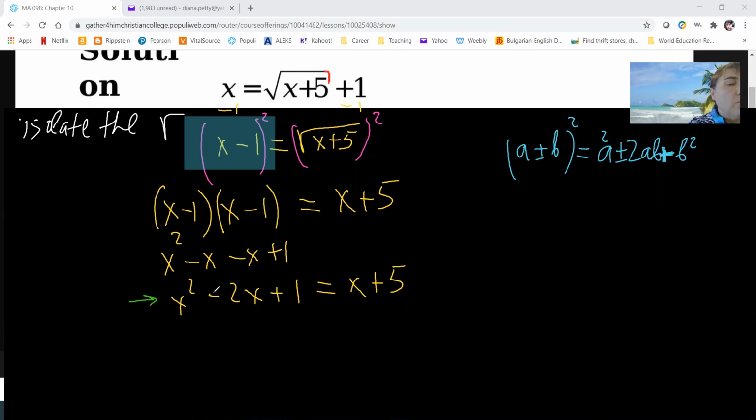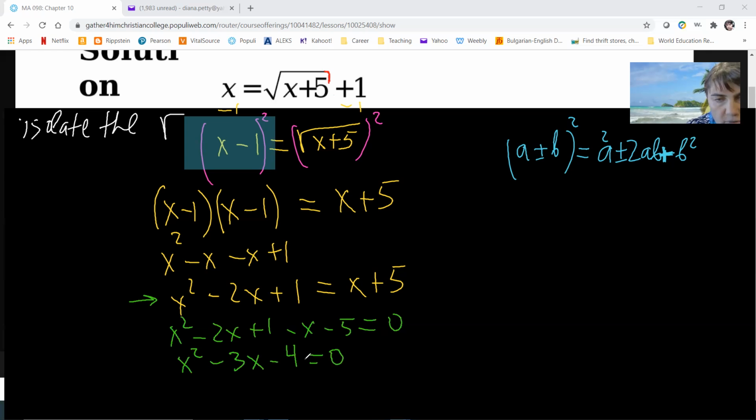Okay, so this is a quadratic equation. We need to move everything to one side and make it equal to 0. So it's going to be x squared minus 2x plus 1 minus x minus 5 equals 0, right? I moved everything to the left by doing minus x and minus 5. Now let's combine like terms: x squared minus 3x minus 4 equals 0. I hope it's correct.